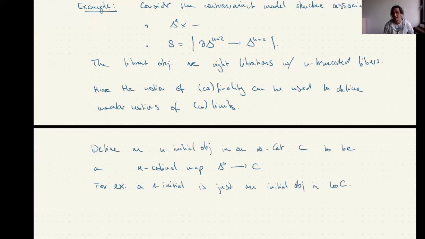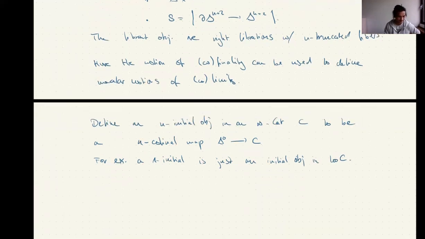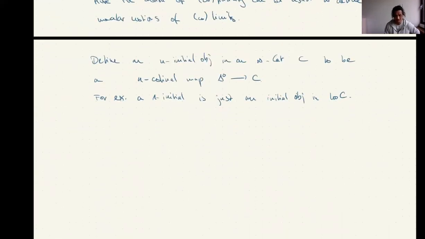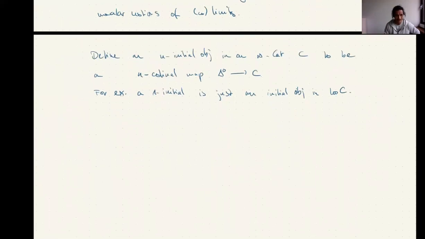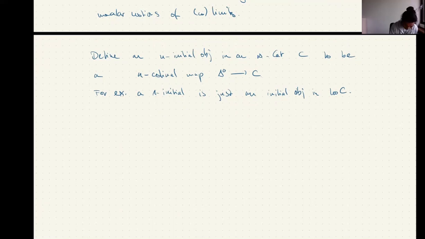So why would we care about these sort of weaker notions of limits and colimits? The reason for me, at least, has to do with adjoint functor theorems in the higher categorical setting. So you can prove the following, and that's due to myself, George Raptis, and Christoph Schrade.